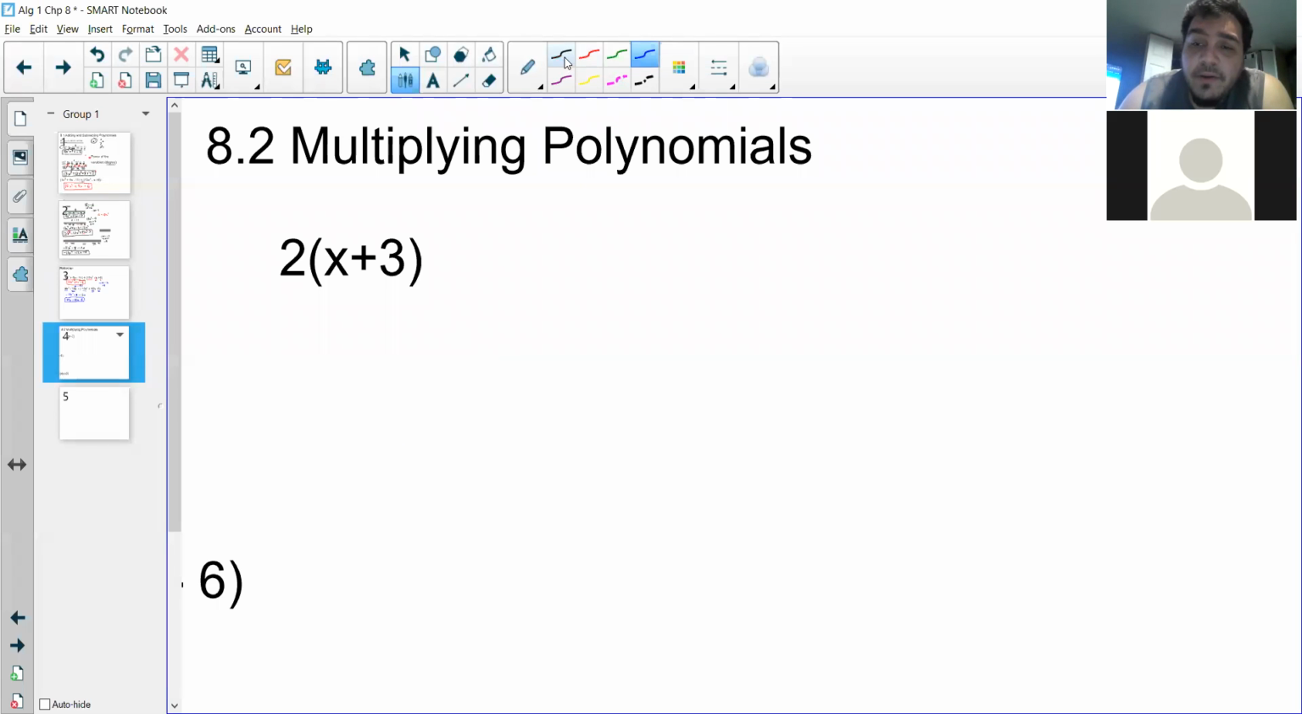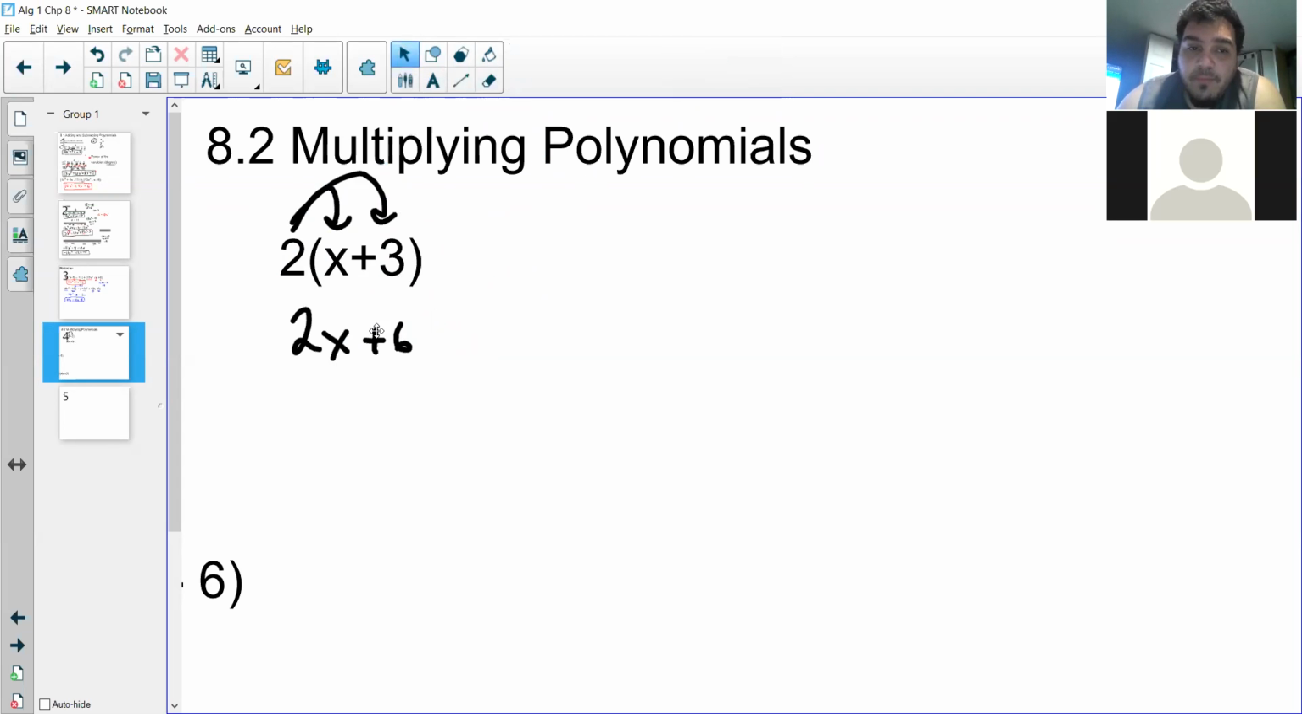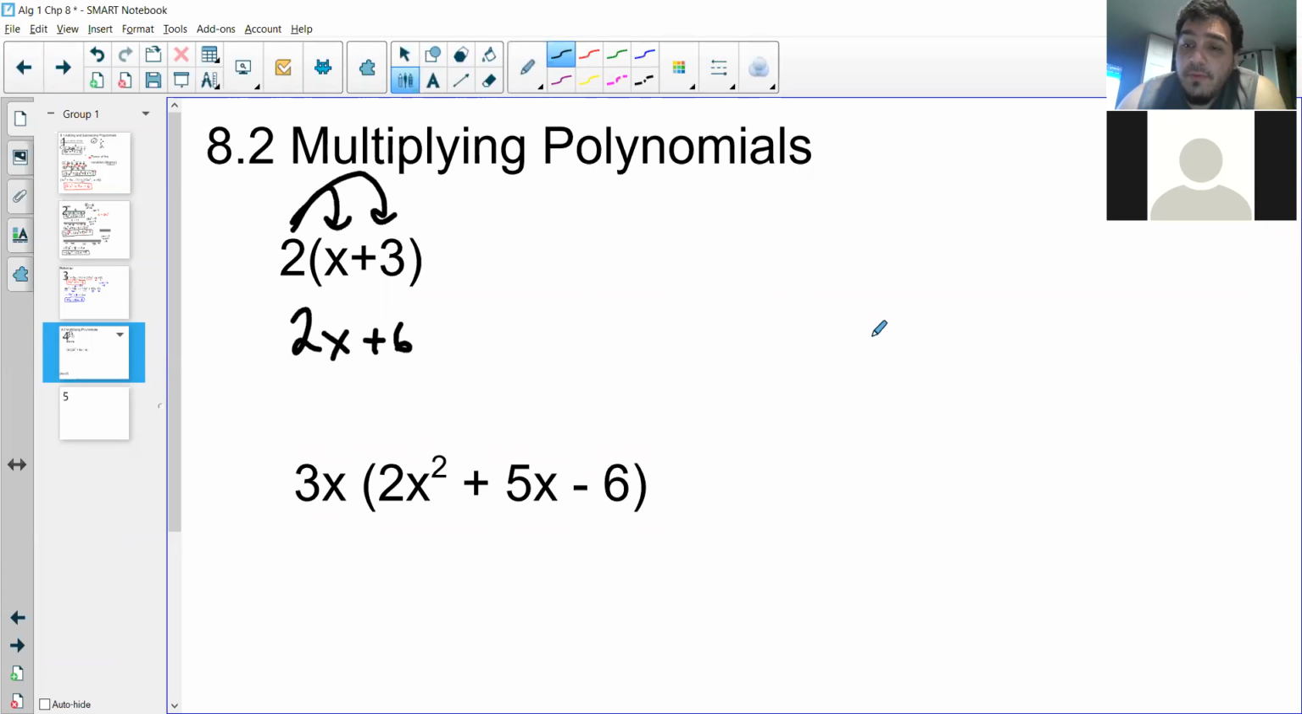So multiplying polynomials. Now, most of you could look at this problem right here and know exactly what you have to do. You see the 2 in front timesing by x plus 3, you would have to distribute. Nobody would question that. So that'll be 2x plus 6. Okay, we're familiar with that. Even if the polynomial is a little longer or has a variable, we're able to do that too. Copy that down.